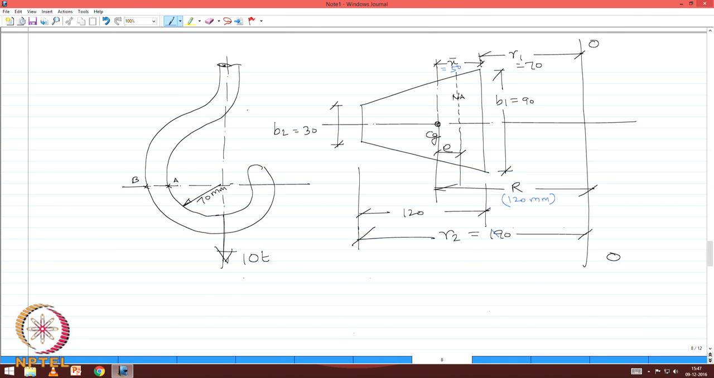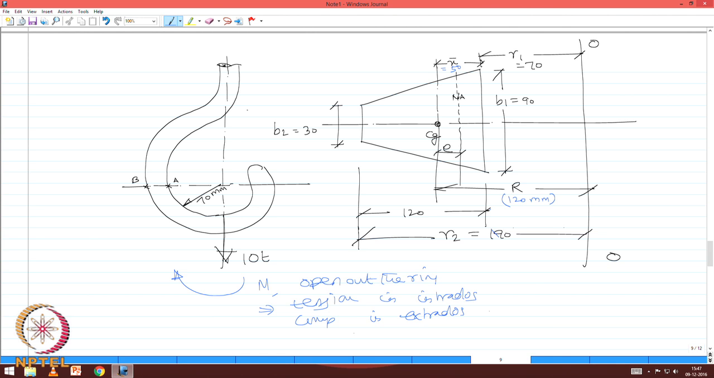This will create a moment of this nature which will try to open out the ring. It means this will create tension in intradas and compression in extradas. But our general convention is moment should cause tension in the extradas. Therefore, applied moment now will be considered negative.